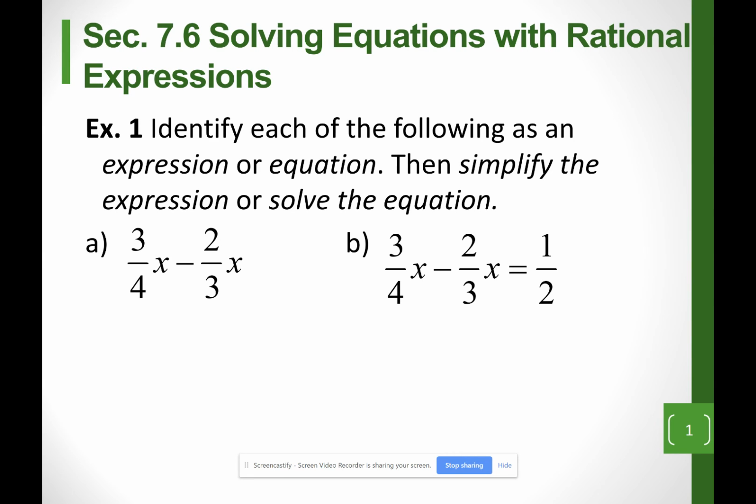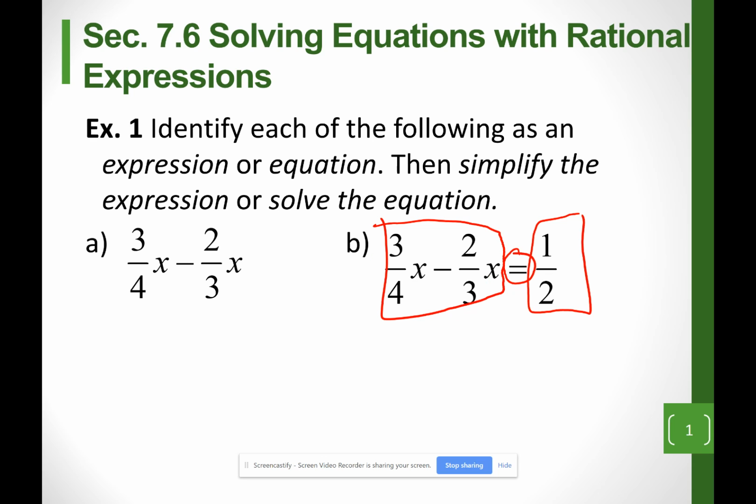Now, in 7.6, we're going to start first with some expressions and then some equations. The difference between expression and equation is that an equation has an equal sign in there. So, looking at my example B, I'm going to call that an equation. My example A, I'm going to call an expression because it doesn't have an equal sign. As a matter of fact, an equation has an equal sign and two expressions, one on each side of the equal sign.